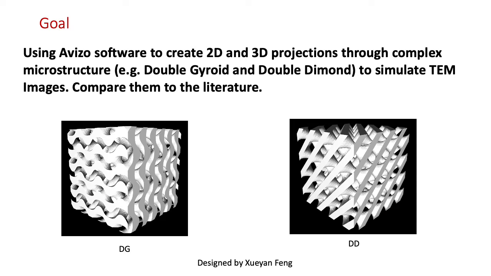So our goal was to use the VISO software to create 2D and 3D projections through complex microstructures such as double gyroid and double diamond to simulate TEM images and compare these to the literature. But unfortunately, our group was not able to purchase the software on time. Thus, I'll be using the 3D structures that were designed by Shuyan Feng, who is one of the group members, and I'm going to focus on the double gyroid structure since they both have the same way of analysis.